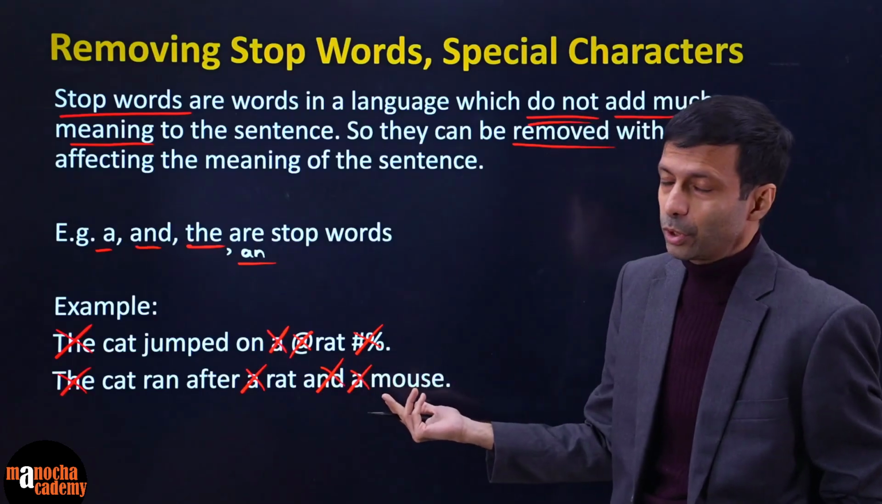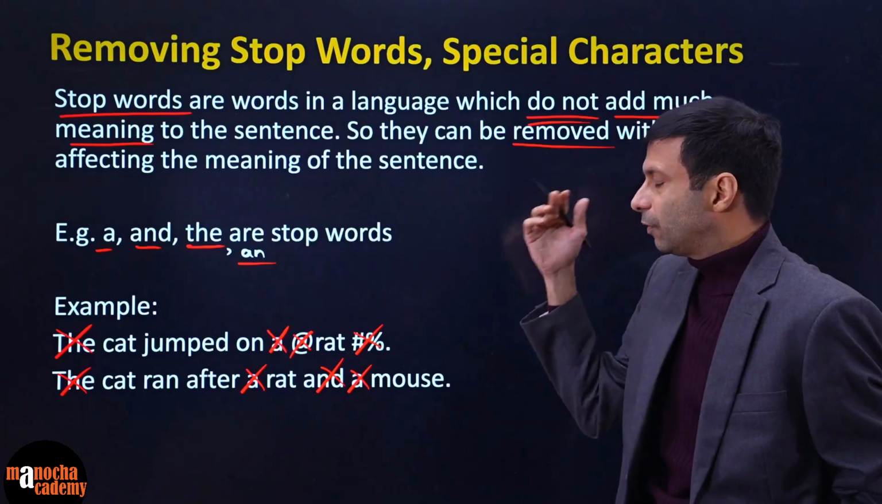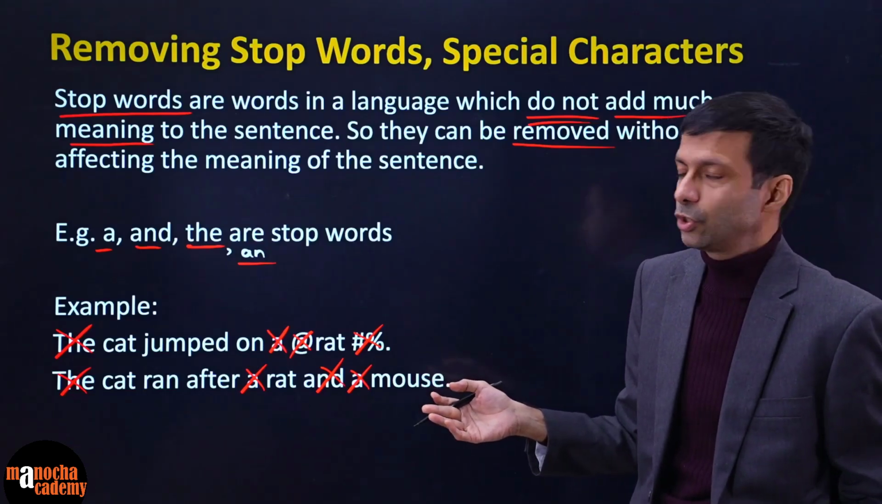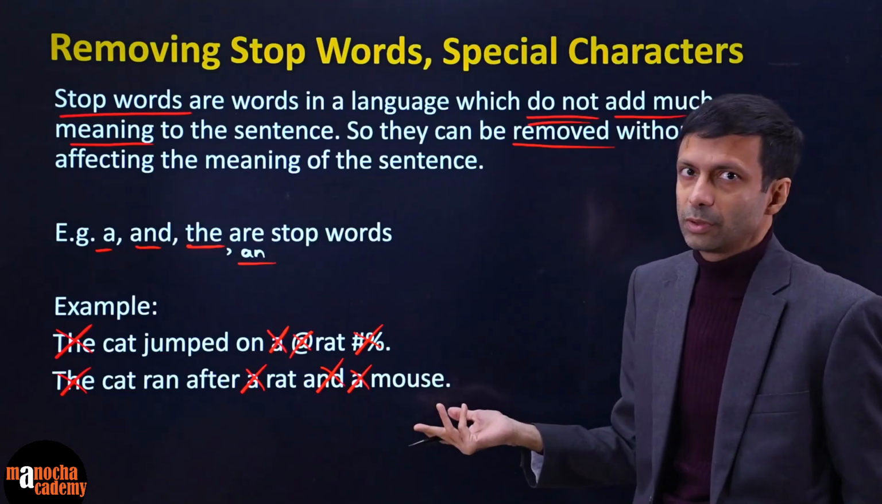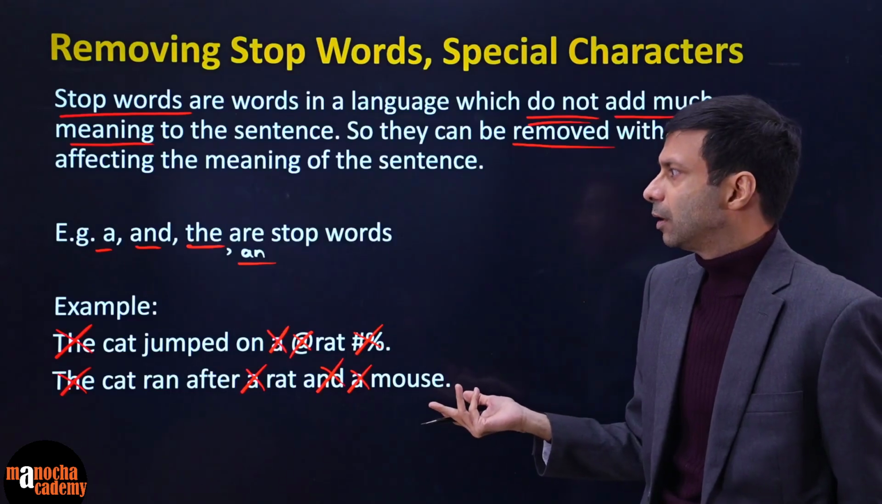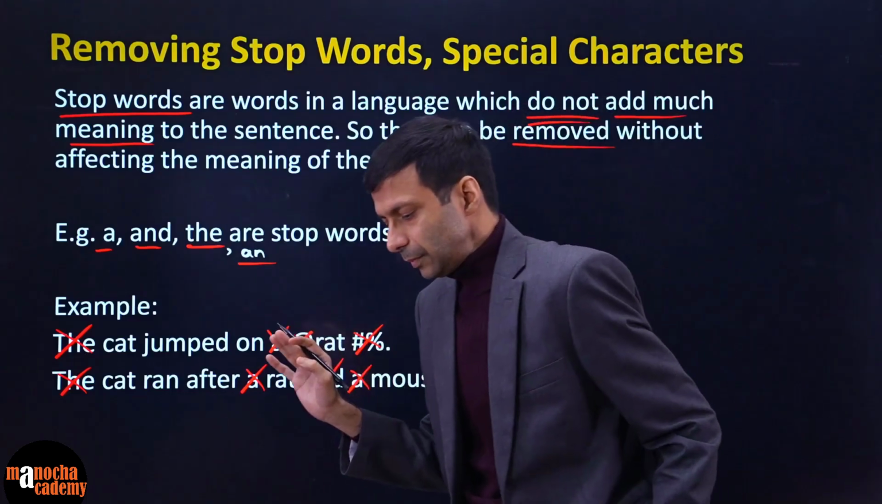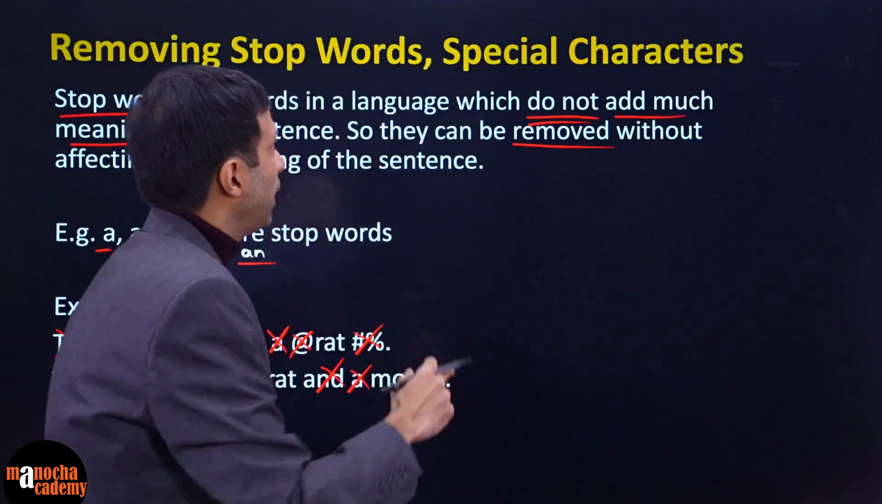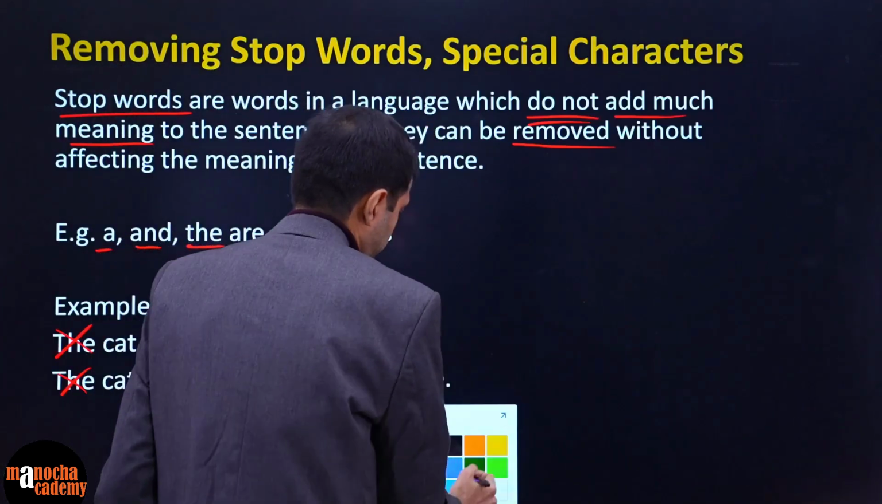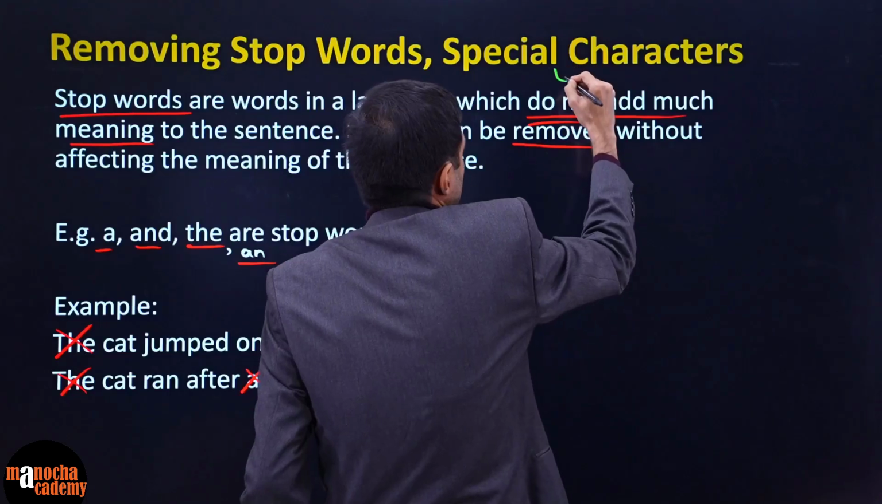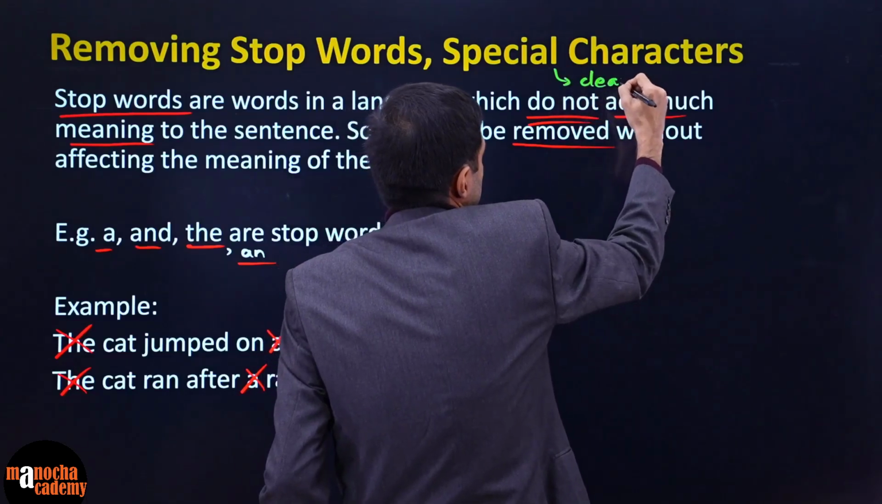So maybe this is important here, maybe not. But again, if you read this thing, you're still getting the picture. Cat ran after rat mouse. It's very clear. Now, why are we doing this? One advantage is that this is for cleanup. So removing special characters, you can think, is for cleanup.